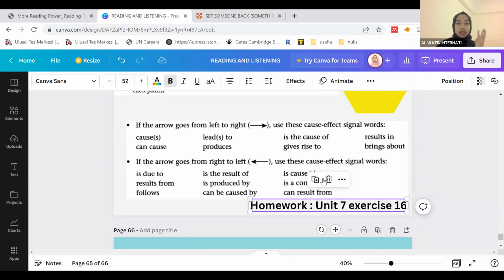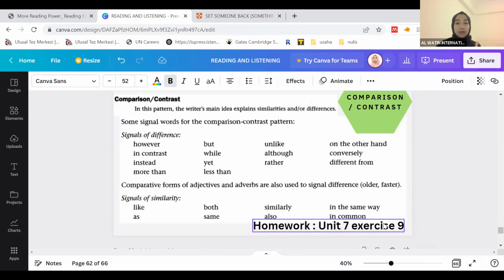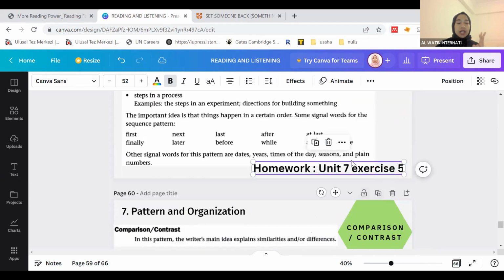Yes, so in total, we have 3 homework from unit 7: exercise 16, there is also exercise 9, and also exercise 5. Yes, 3 homework for next week. I hope it's enough for this week. It's not that much, actually. We can discuss it next Friday.